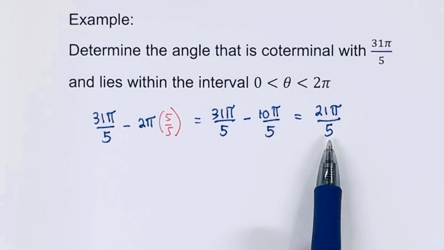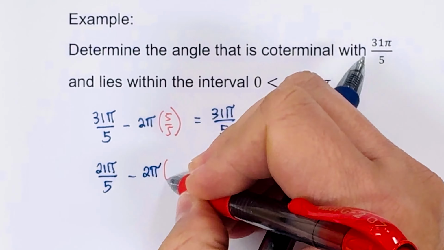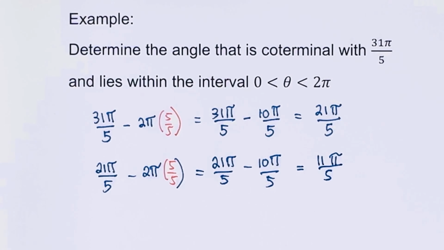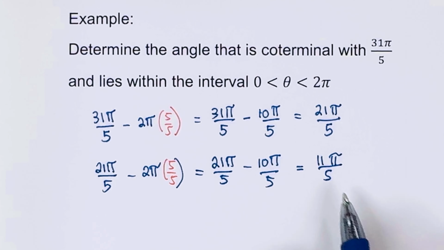21 pi over 5 is not within the limit because if we change this to degrees, this is 756. So what we are going to do is subtract this value by 2 pi again. So I'm going to show the work down here. 11 pi over 5 is not within the limit between 0 and 2 pi. So we're going to subtract another 2 pi from this.